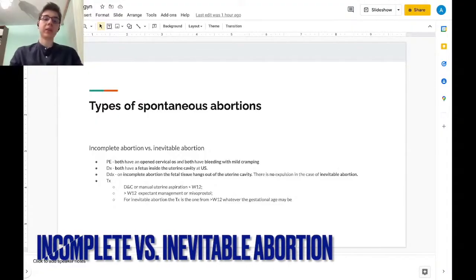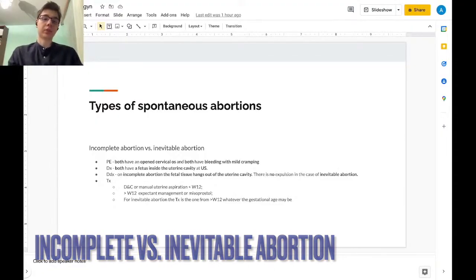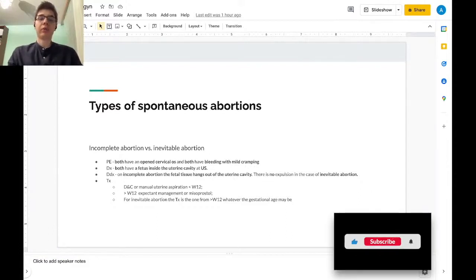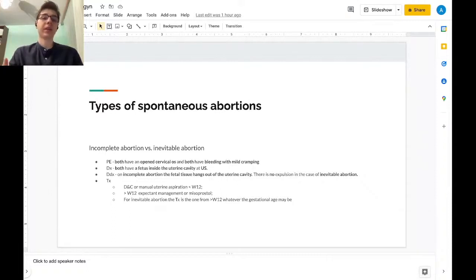Firstly, we have incomplete versus inevitable abortion. On the physical exam, both are with an open cervical os and both have mild cramping and bleeding. For the diagnosis, we should see the products of conception on ultrasound inside the uterine cavity.